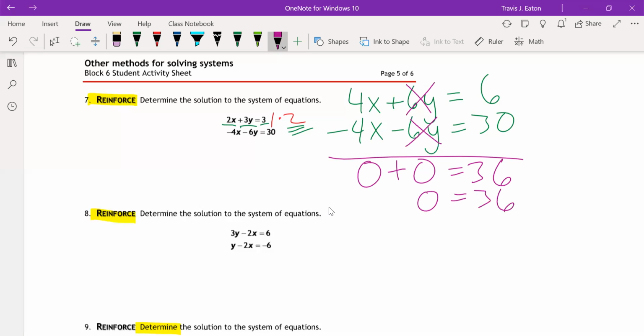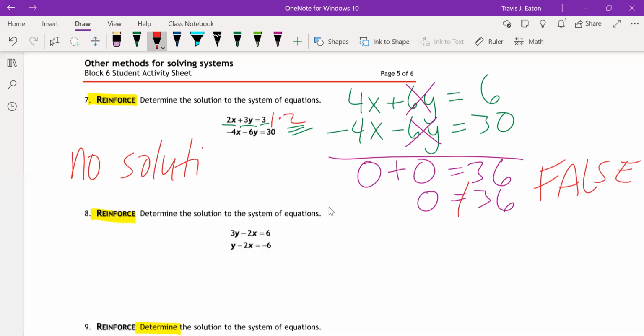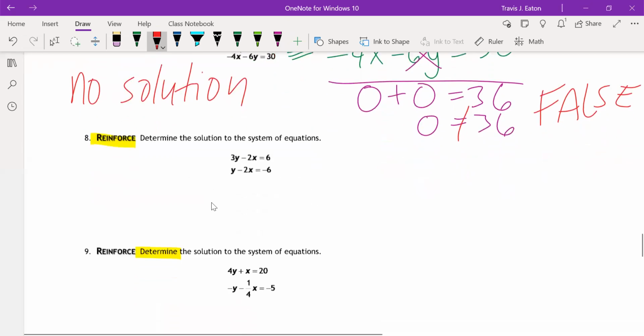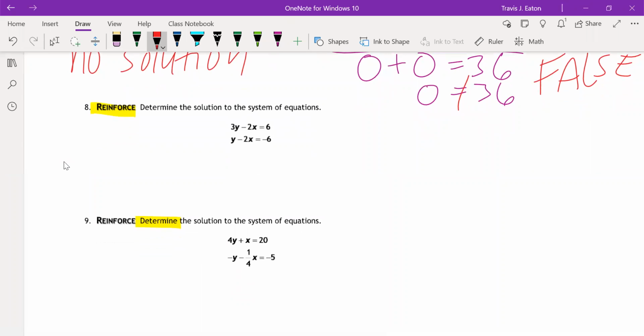Huh. Well, that's very interesting. I know I did everything right, but 0 equaling 36, 0 does not equal 36. That is a false statement, false equation. So remember what false equation means. I have no solution to this system of equations because I ended up with a false statement. Okay, well, let's go on to number 8 then, shall we?